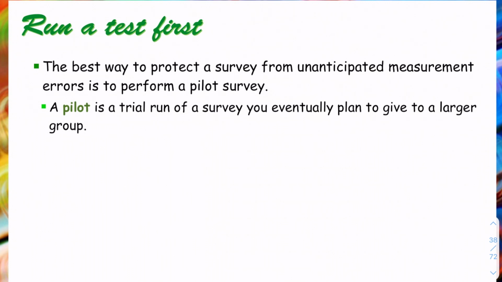So the best way to protect a survey from unanticipated measurement errors is to perform a pilot study. A pilot is a trial run of a survey you eventually plan to give to a larger group. So always run a test first and see where the kinks are. It's like with anything, you want to present it to a couple people and say, hey, I'm looking for some feedback. Can you look over these questions? Could you see if there's any holes that you want to poke through this?